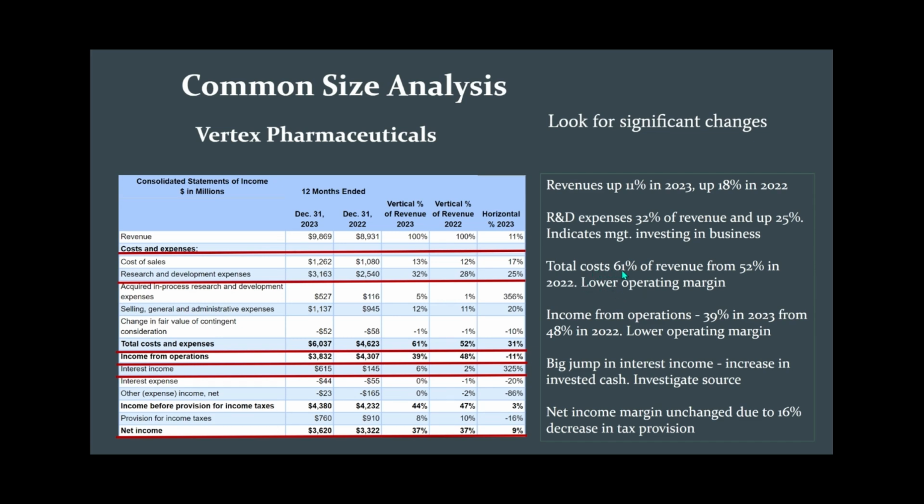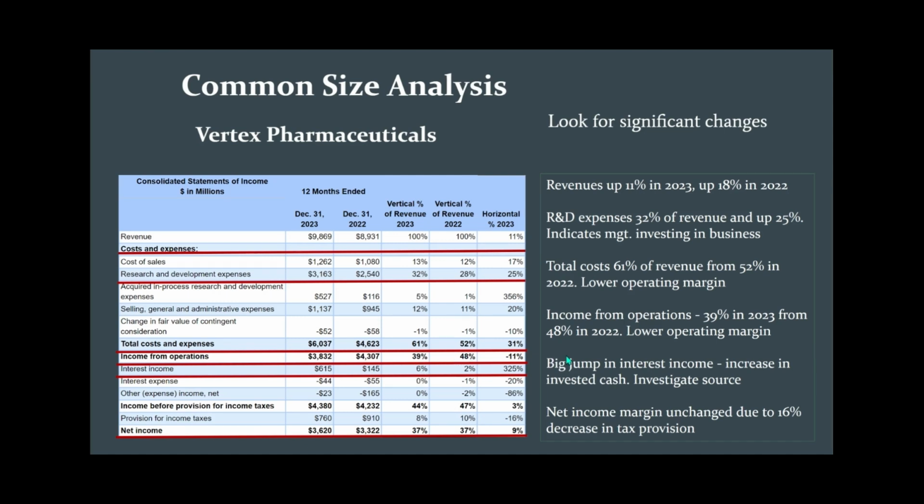So this might suggest that the management is actually investing in the business, which is a good sign. We see where total costs are 61% of revenue, but it was 52% in 2022. So this tells us that the business is getting more costly to operate, and this could lead to lower operating margin. And indeed, we see that where the income from operations was 39% in 2023, whereas it was 48% in 2022. So that's your operating margin. So we can see where the increased costs resulted in a lower operating margin. And that's a pretty big drop from 48% to 39%.